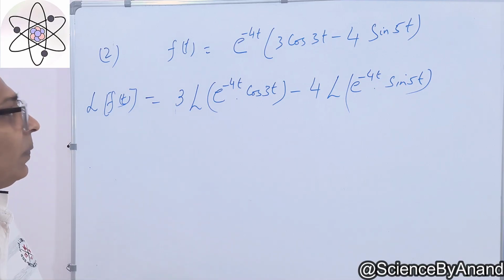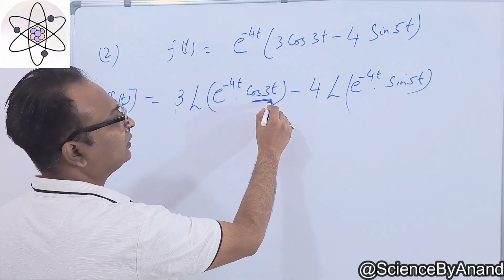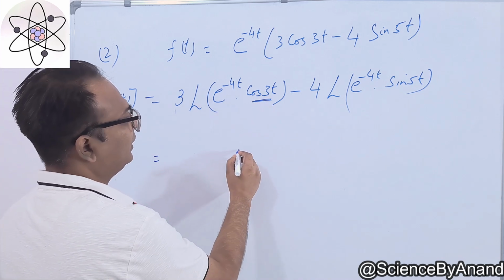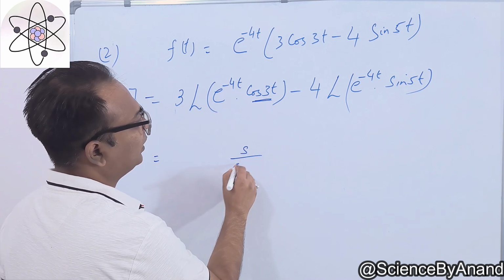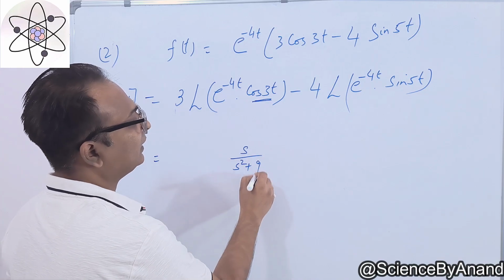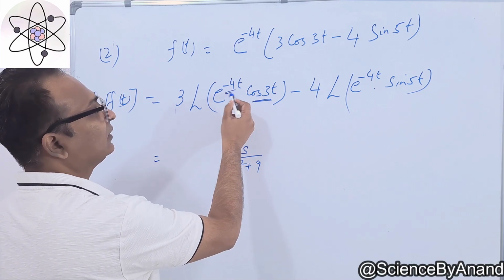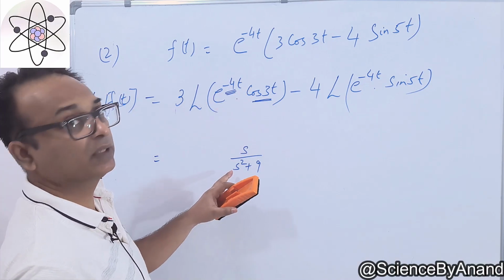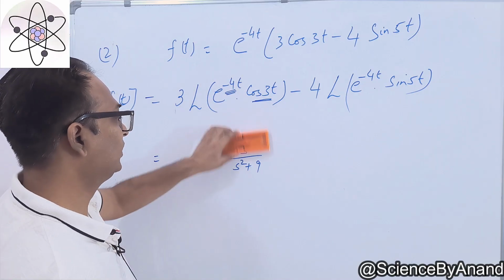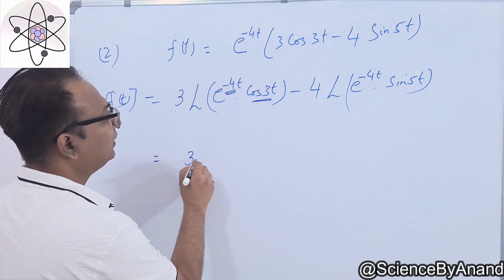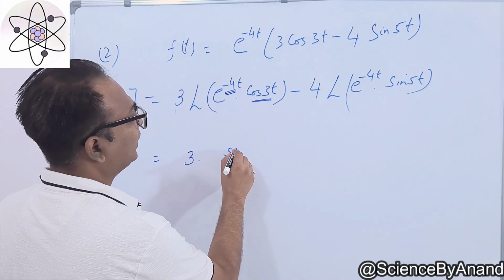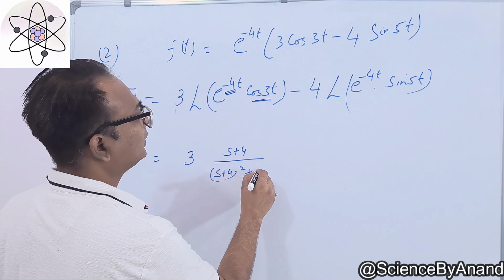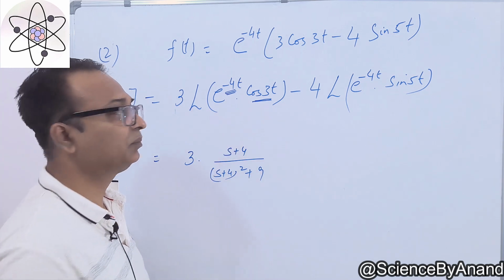No problem. What is the Laplace transform of cos 3t? Cos 3t, we have s by s square plus 3 square, that is 9. But we have this, so instead of s, this will be s minus a, that is s plus 4. This is minus 4, a is minus 4. So this will become 3 into s plus 4 by (s plus 4) square plus 9. This is the first part.